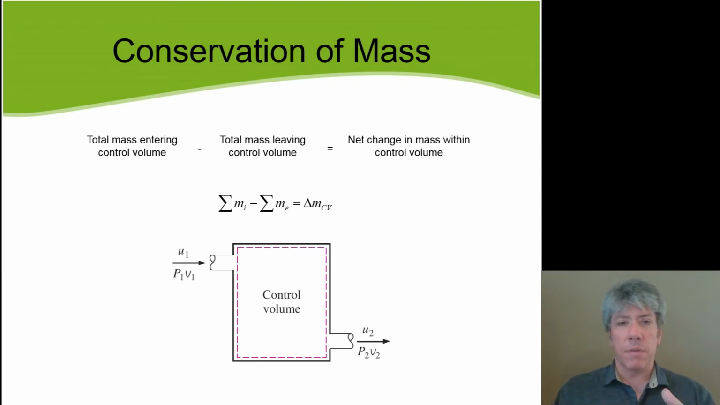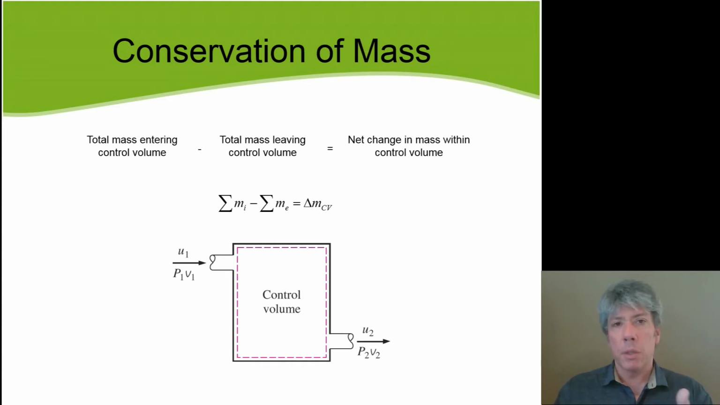If you have mass flowing in and mass flowing out, then the net change in the system is the difference between those two flows. So as I said before, if I put more mass in than I take out, then the amount of mass in the system goes up. If I take out more than I put in, the mass in the system goes down. So it's a pretty simple thing.